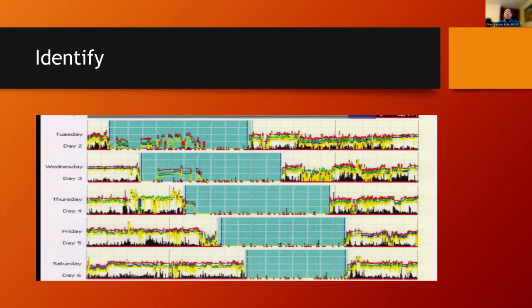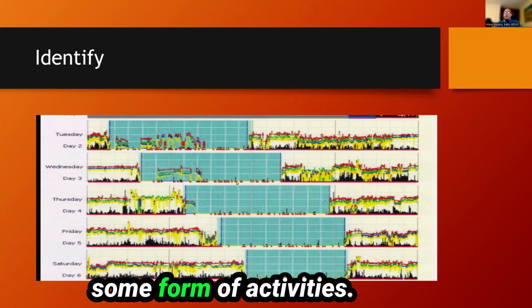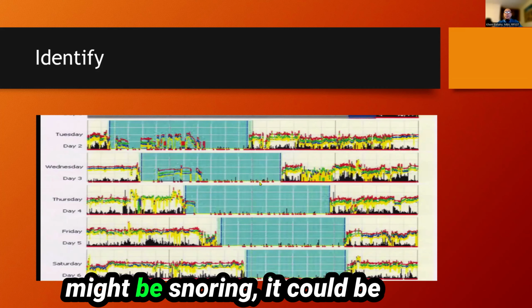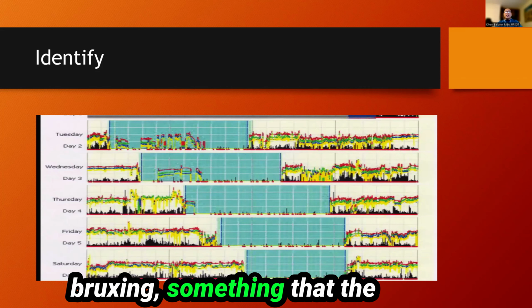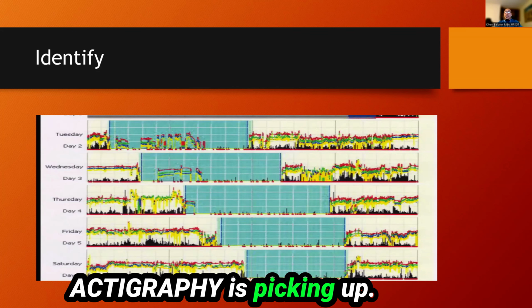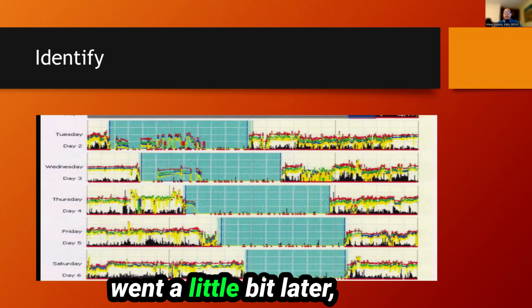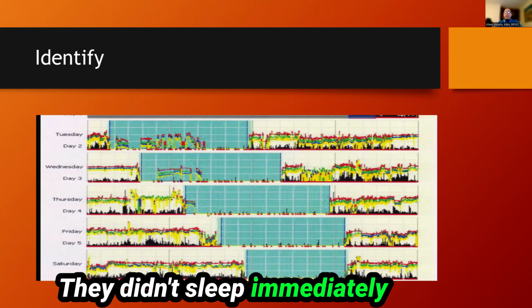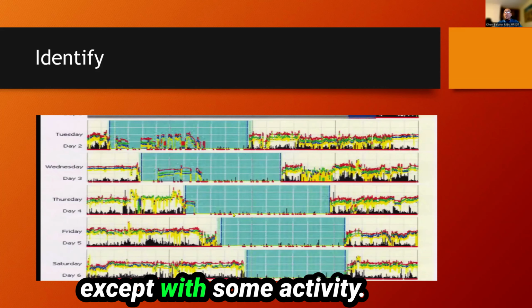Okay, and then the patient continues to sleep but has some form of activities. These activities, again, might be snoring, moving their legs, or bruxing, something that the actigraphy is picking up. And then the following night, the patient went to sleep a little bit later, maybe a couple hours later, didn't sleep immediately, and then slept almost the entire night except with some activities.